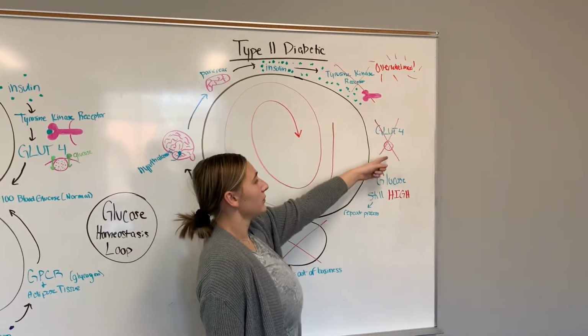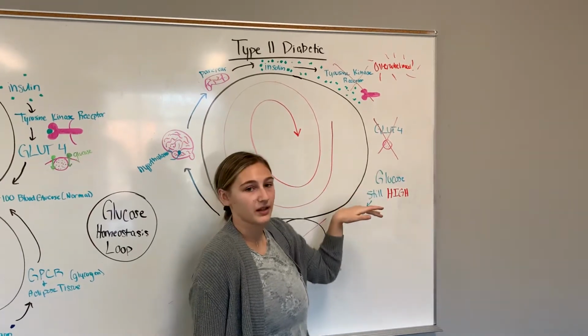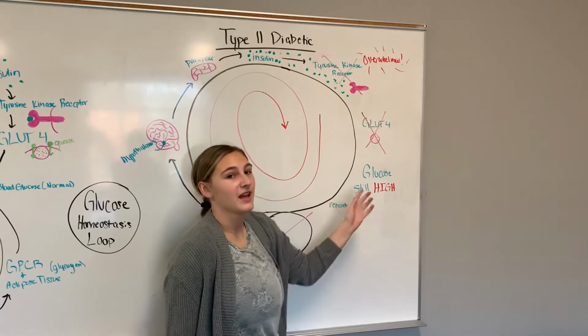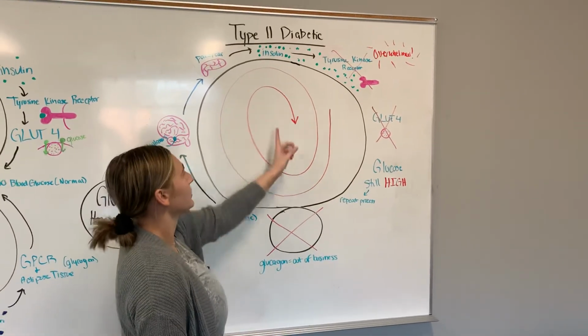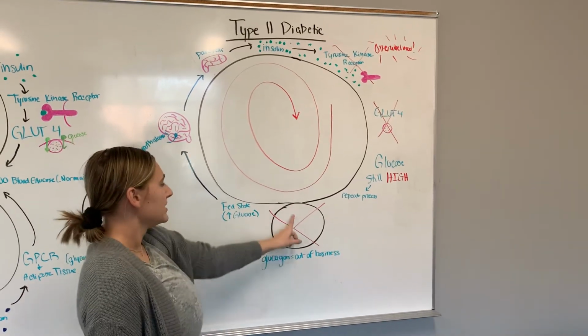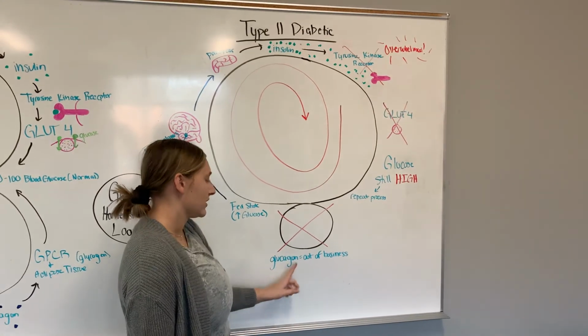This means that our GLUT4s can't rise to the surface of our cells, and we can't take glucose from the blood into the cells, so our blood glucose is still going to be really high. And this will cause us to repeat this process over and over again, which is really unhealthy for our body, and it will cause this section of the loop to be used very seldom, so it kind of shuts down and it goes out of business.